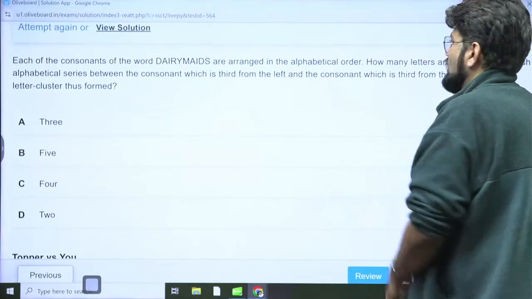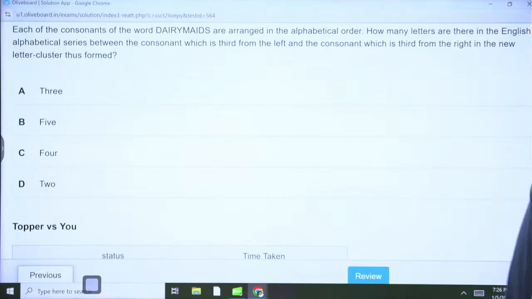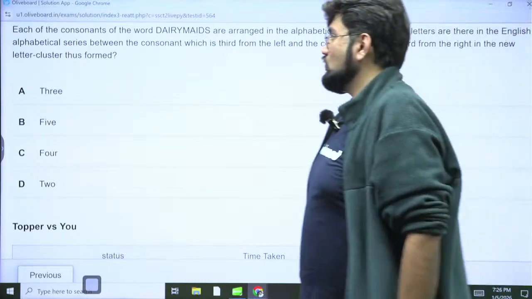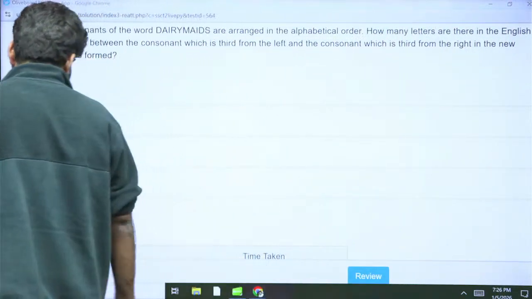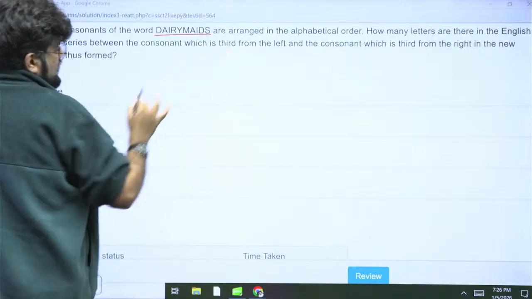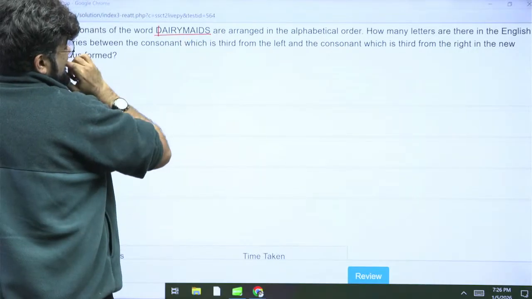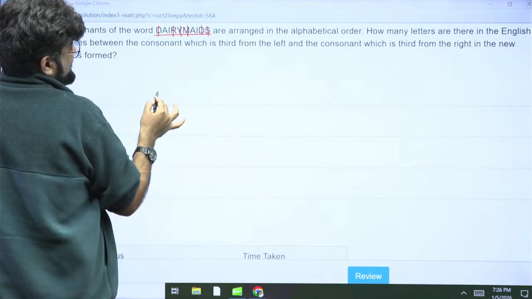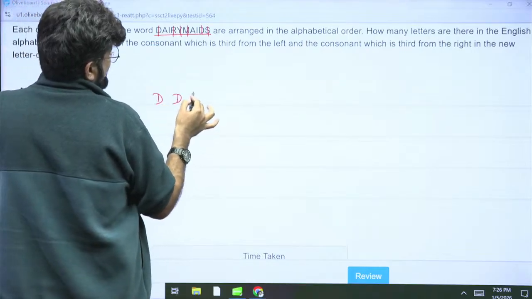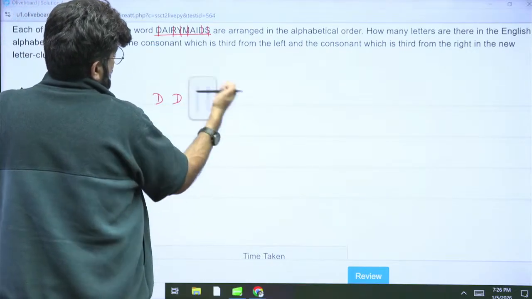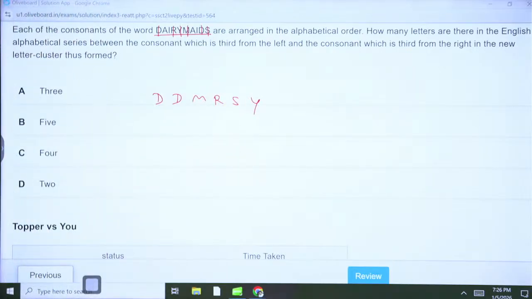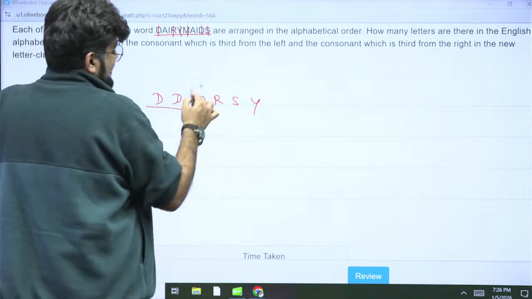Okay, let's look at this one. Each of the consonants of the word dairy maids are arranged in alphabetical order. How many letters are there in the English alphabetical series between consonant, which is third from the left, and third from the right, in the new letter cluster thus formed? Read the question carefully. The new letter cluster will only consist of consonants here. What are the consonants? So we have D, we have R, Y, M, D and S. So how will I arrange it? I will have D, D, then I will have 13, 18, 19 and 25. Correct? And now they're asking us third from the left and third from the right.